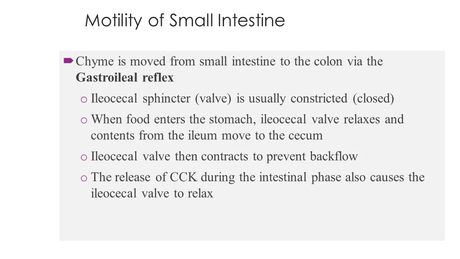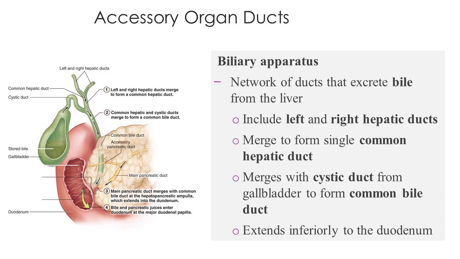Now, we need to get back here. We're kind of going back to the duodenum, because we're going to talk about accessory organs. And the first accessory we're going to talk about is referred to as the biliary apparatus. Biliary refers to bile.